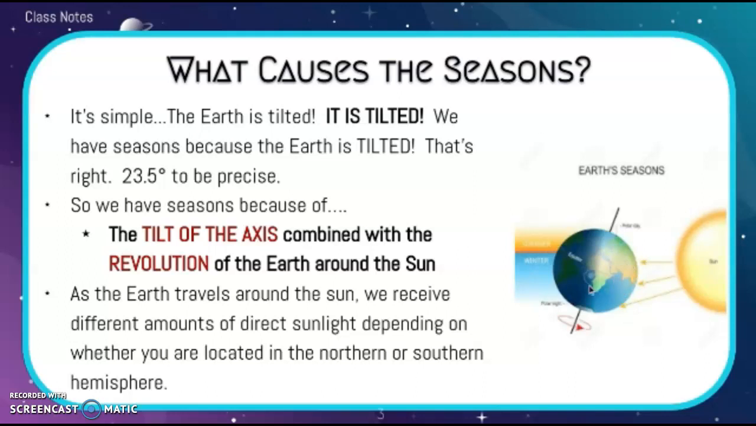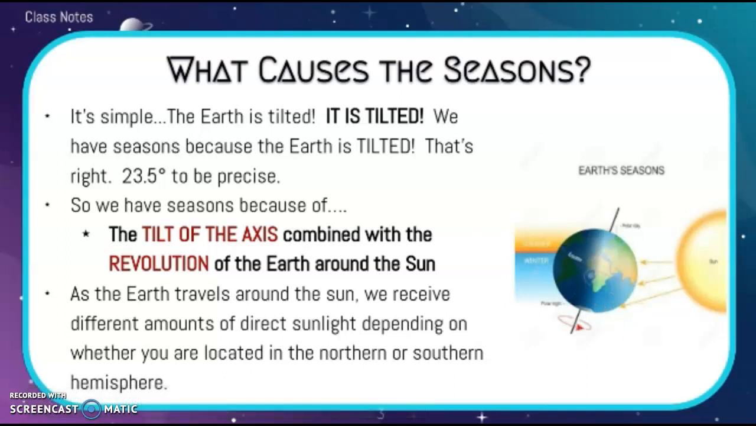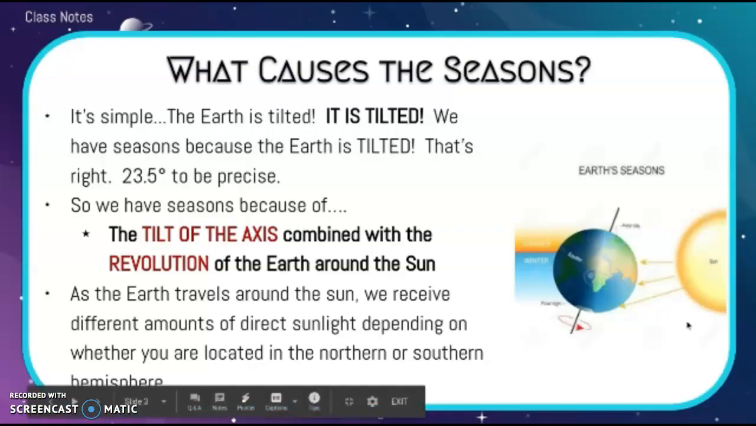So if you are in a different hemisphere, you actually have opposite seasons going on. So when it's summer in, let's say, the United States, it's actually winter in Australia, which is somewhere that is south in the southern hemisphere. So that's why we have the seasons, those 2 things.